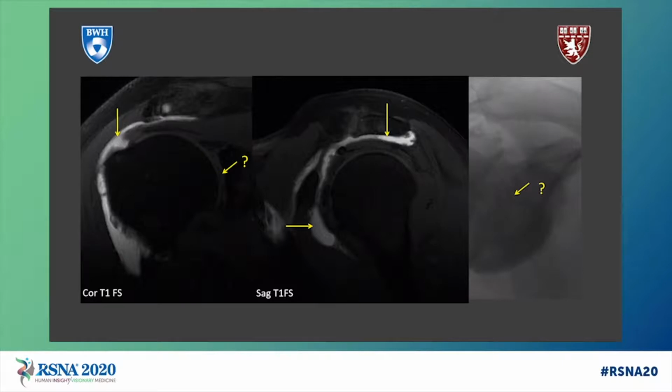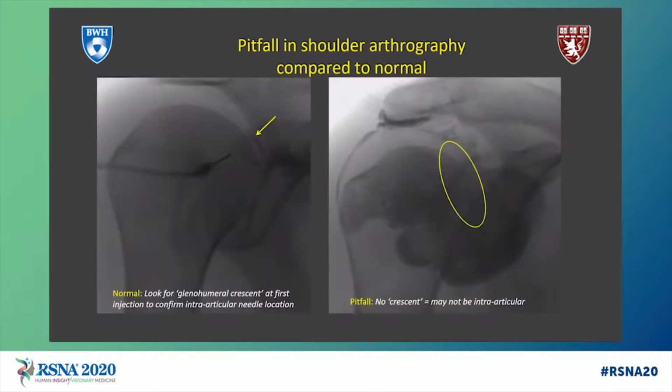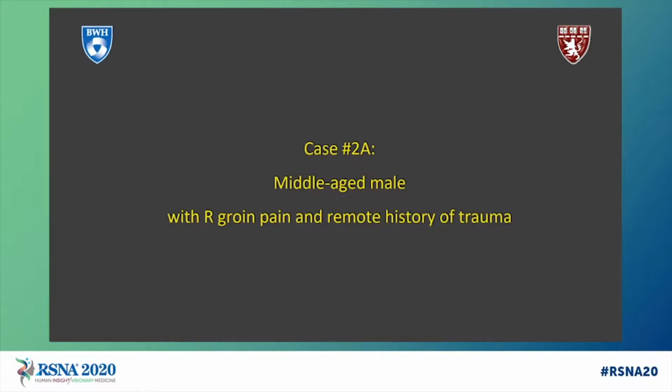On these sagittal views, we see how the subacromial subdeltoid bursa is actually in communication with the subcoracoid bursa. And thus, this was an incidental or inadvertent subcoracoid bursal injection during attempted glenohumeral arthrogram from an anterior approach. This is a pitfall in shoulder arthrography. So compared to our normal, it's important to recognize that we need to look for that glenohumeral crescent at first injection to confirm that the needle tip is intra-articular. If we don't see that initial contrast, your needle may actually be extra-articular and not within the joint itself. So an important pitfall to recognize.